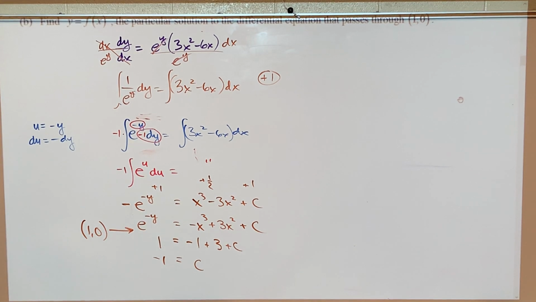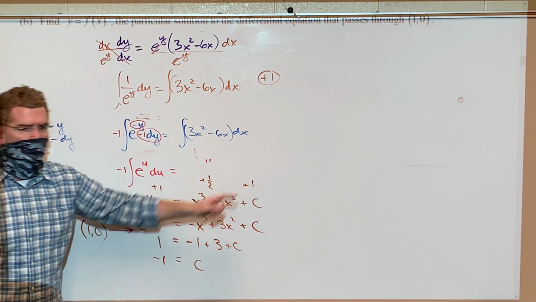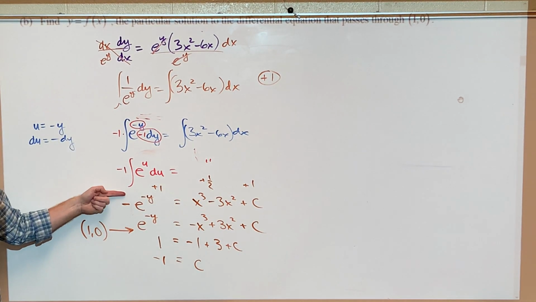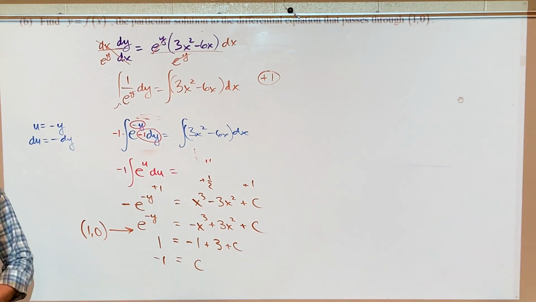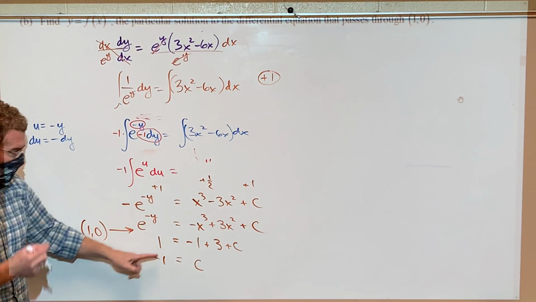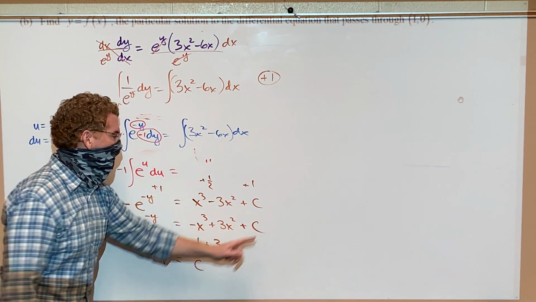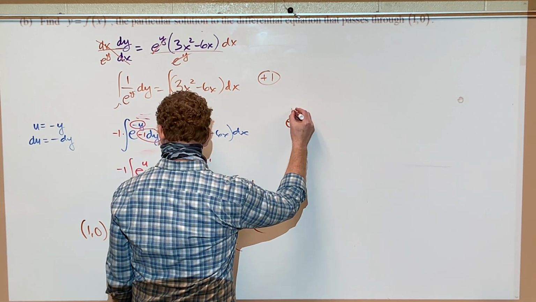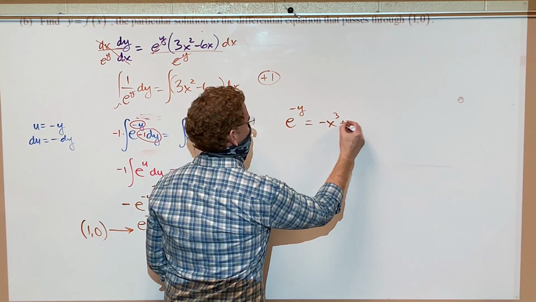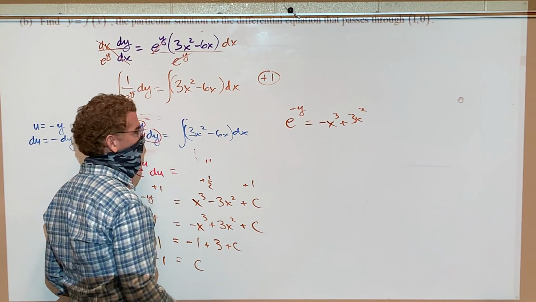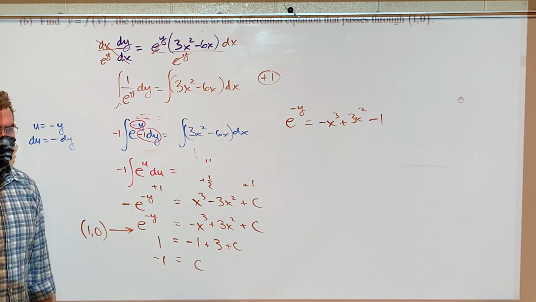Now, if you plugged it into that equation, your c is going to be positive 1. But I plugged it into this equation and I got c as negative 1. Different equations are going to give you different values, that's okay. But where do I make sure I plug it in? Not there, but here, right? So I'm plugging it back in there, and I get e to the negative y equals negative x cubed plus 3x squared minus 1. And now I just have to clean it up.